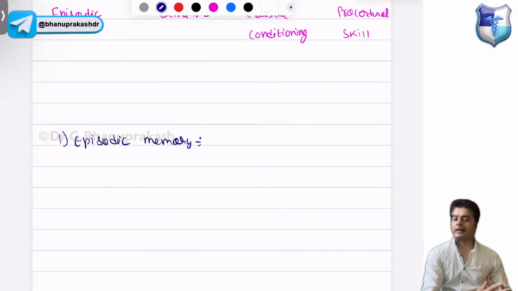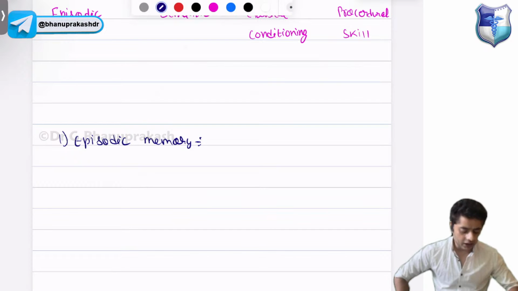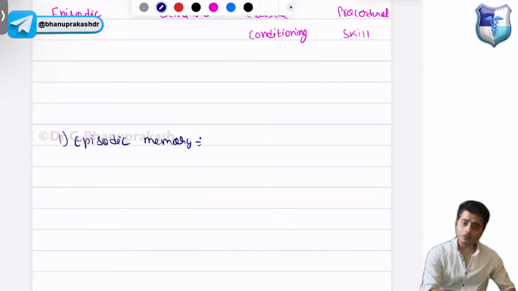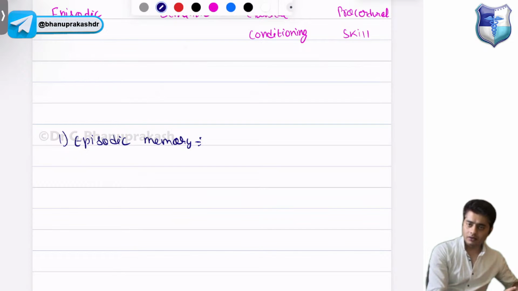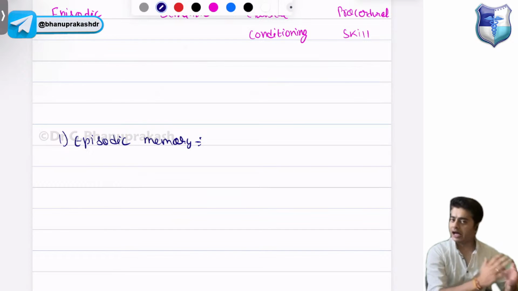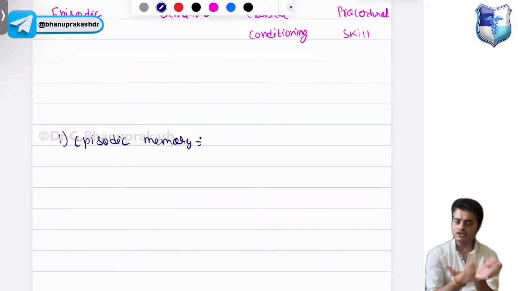Suppose yesterday I went to my friend's wedding. Now when I went to my friend's wedding, he introduced me to his wife. So that event of wedding, I will remember in my life. And in that event, the special person I have met, that is his wife, I will also remember. So this is the episodic memory. Event and things related to that event, I will remember.